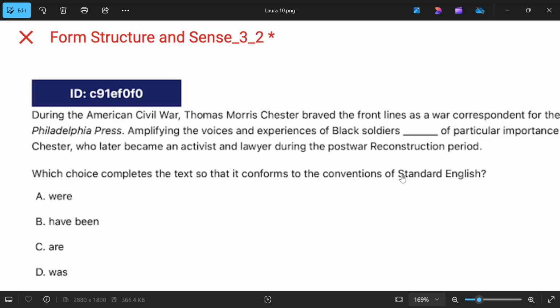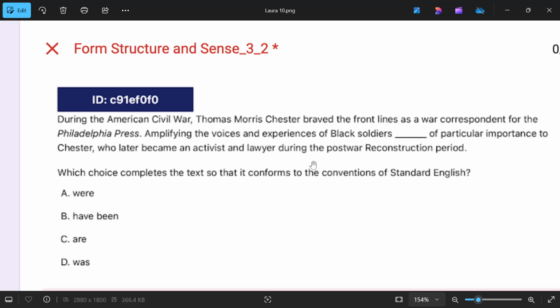During the American Civil War, Thomas Morris Chester braved, I'm in past tense, the front lines as a war correspondent for the Philadelphia Press, amplifying the voices and experiences of black soldiers. And then this form of the word is of particular importance to Chester, who later became an activist. Hold on, let me make this a little bit smaller so I can see the whole thing. Amplifying the voices and experiences of black soldiers. The noun here is amplifying.